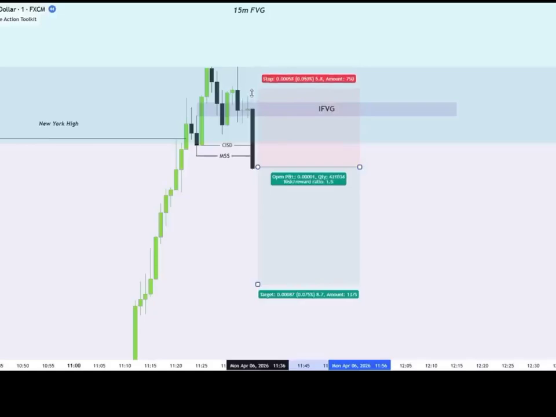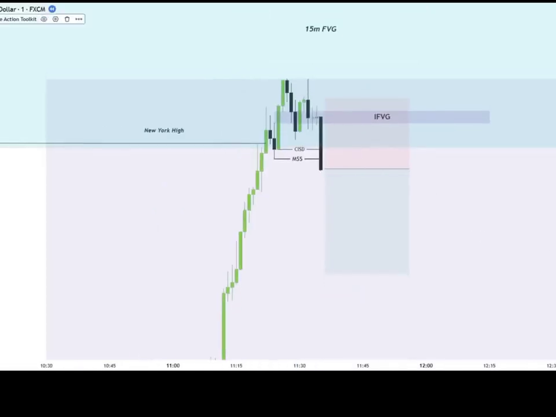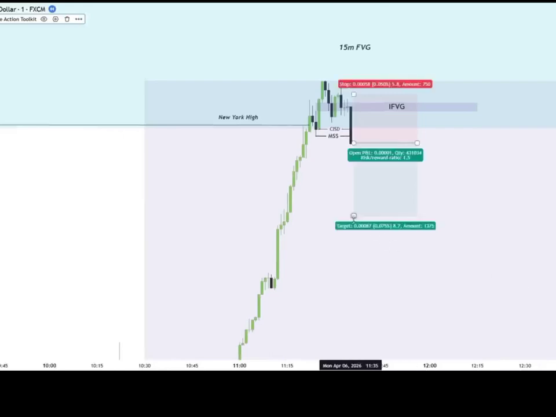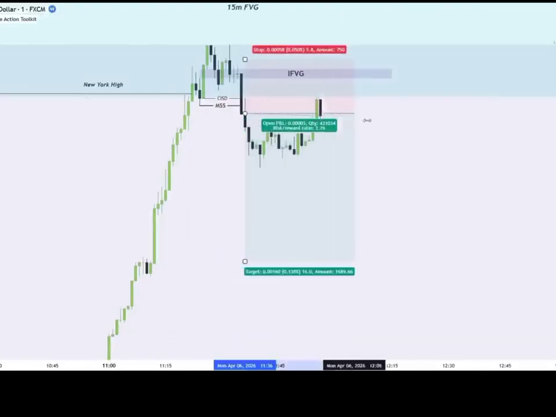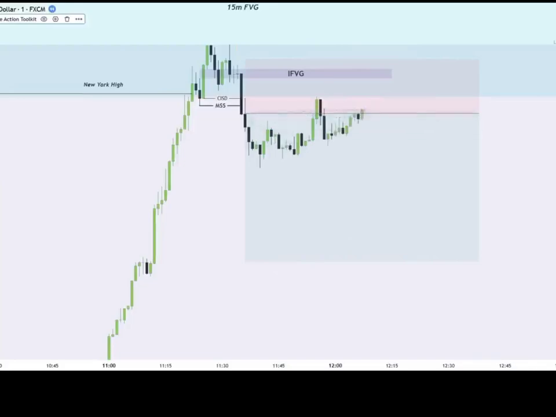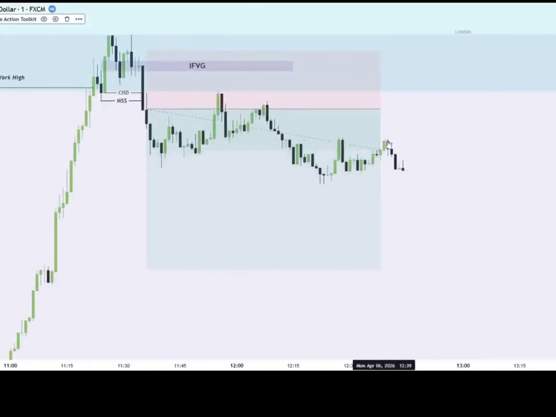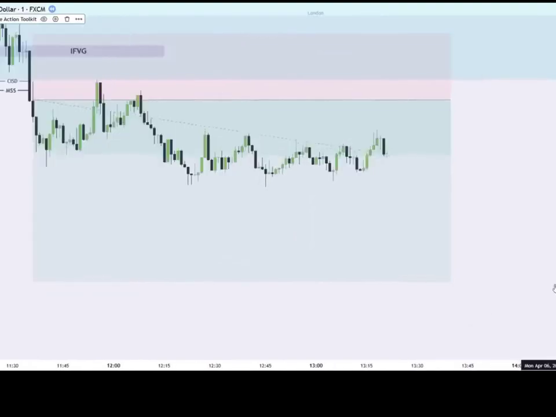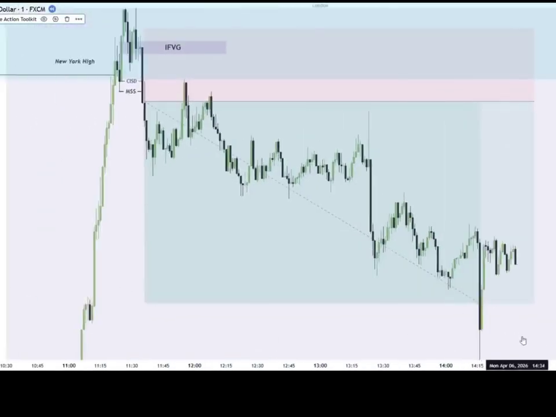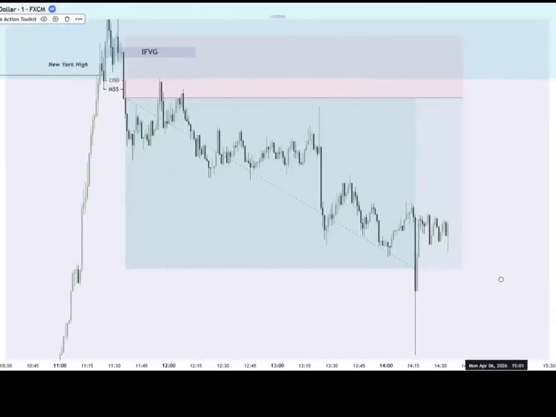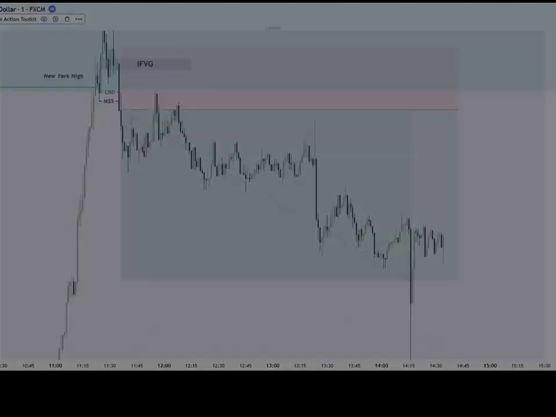For take profit, I target the nearest buy-side liquidity on the current time frame, which gives us almost a 2.5 R to R setup. Now let's play the chart forward. As you can see, after a short drawdown, price pushes lower and eventually hits the take profit cleanly. Now let's move on to the next real chart example.